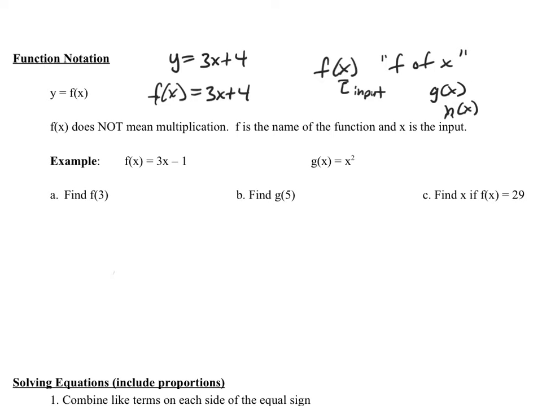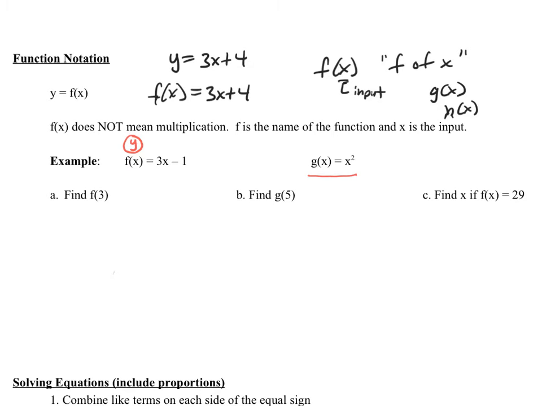So look at the examples below. My first equation is f of x equals 3x minus 1. Okay? Keep in mind, as we do these, that the f of x is just a fancier way of saying y. Okay? So remember, y is the output. Now, you also notice there's a g of x here to the right, and g of x equals x squared. So they've given us two functions, and to differentiate between the two so we know which one we're talking about, one is labeled f and one is labeled g.